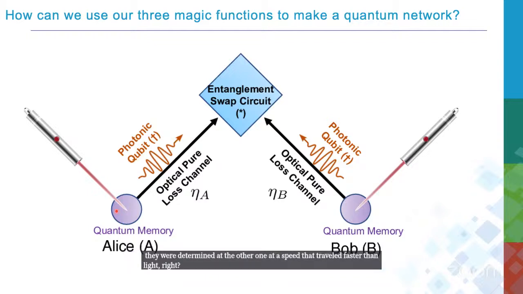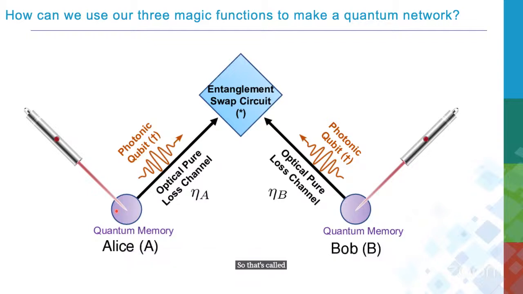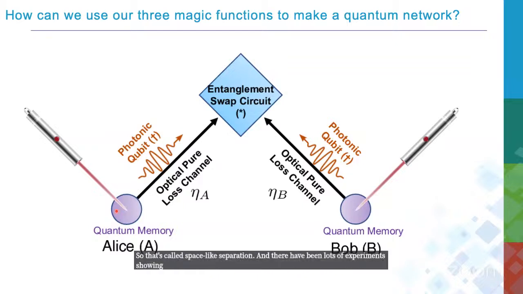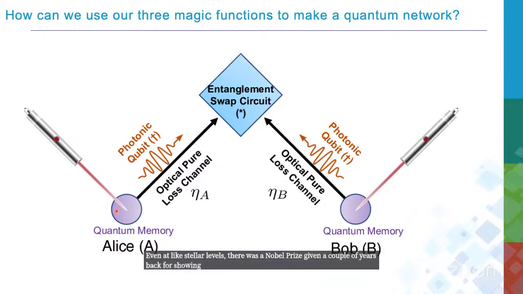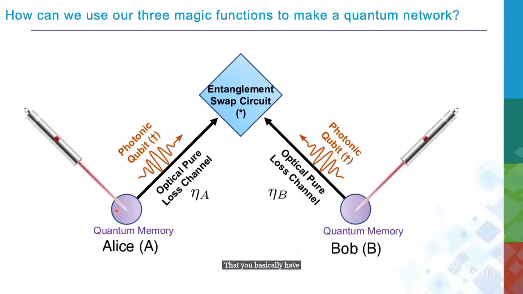So that's called space-like separation, and there have been lots of experiments showing that entanglement is valid over space-like separations. And in fact, even at stellar levels, there was a Nobel Prize given a couple of years back for showing that you basically have things separated by enormous distances.